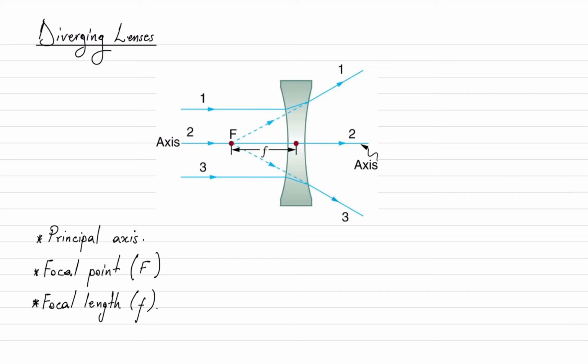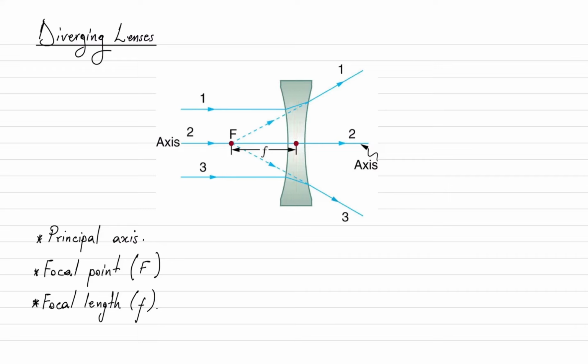What is true of diverging lenses, as was for converging lenses, is that they also have a principal axis, and again, it's this middle line that would cut the lens equally into equal parts, the upper part and the lower part.